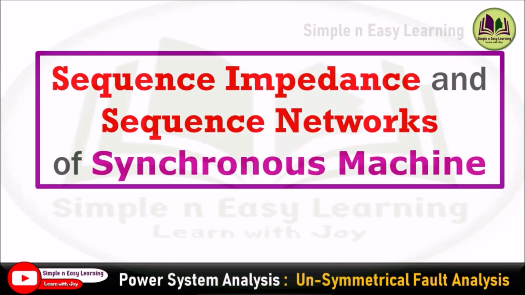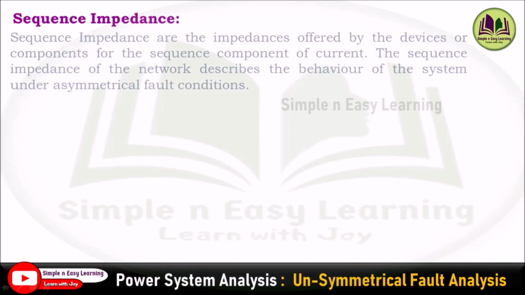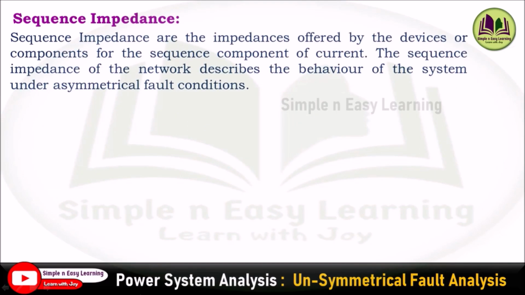Sequence impedance and sequence network of synchronous machine. Sequence impedance definition. The sequence impedances are the impedances offered by the devices, components or circuits for the sequence components of current. The sequence impedance of the network describes the behavior of the system under asymmetrical fault conditions.